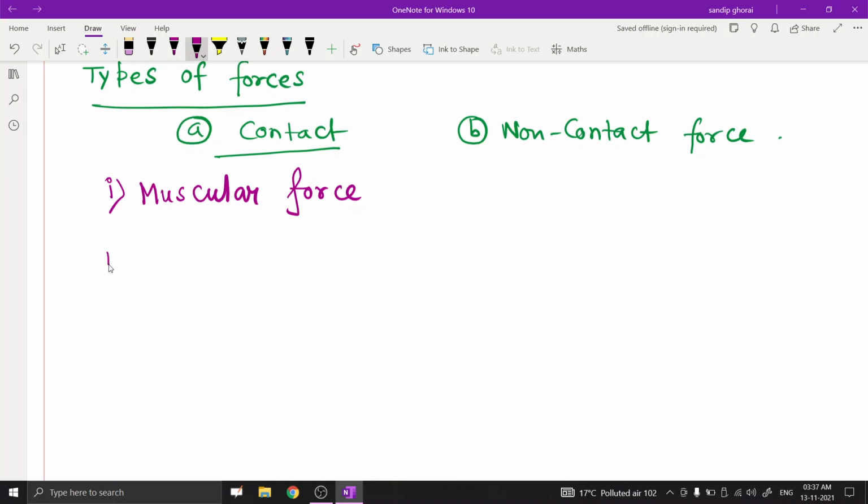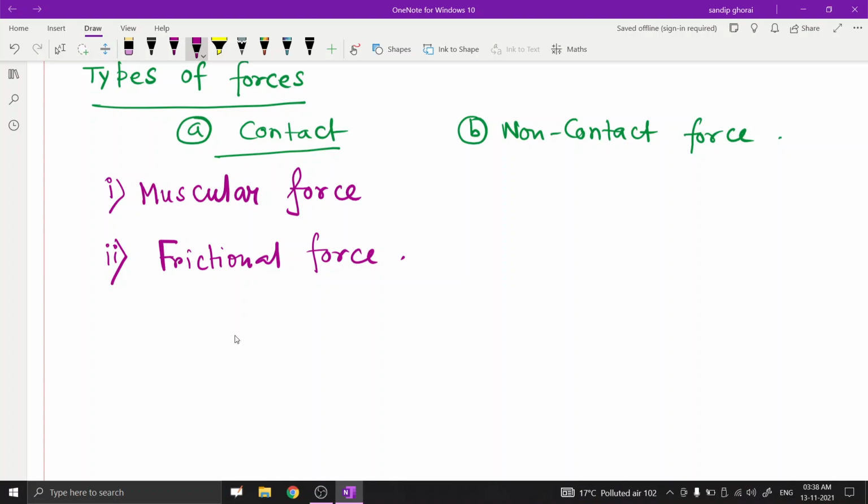Okay, and the second one is frictional force. This type of force acts between a body and the surface on which the body wants to move, and frictional force is called a resistive force. Due to this resistive force, a moving body can stop. So in general, the frictional force acts between the moving body and the surface on which the body moves.